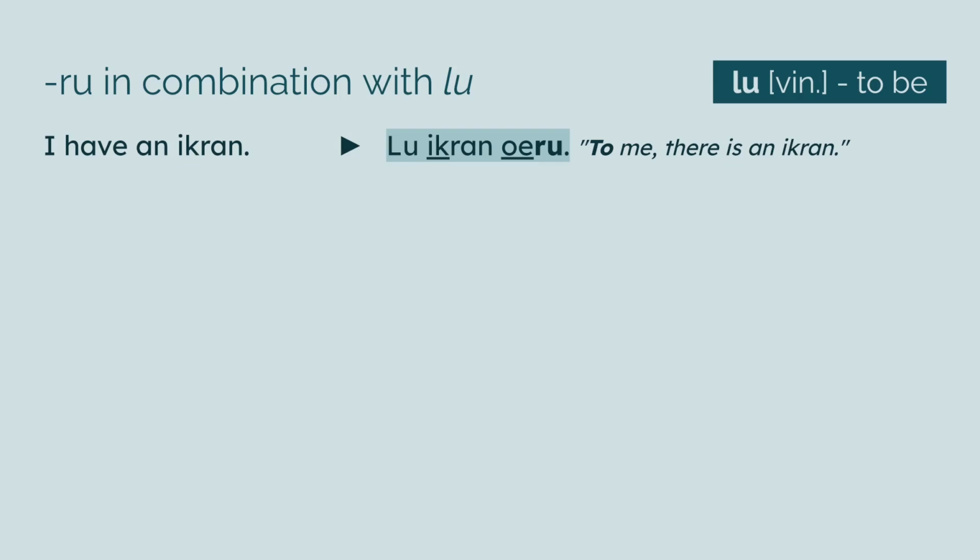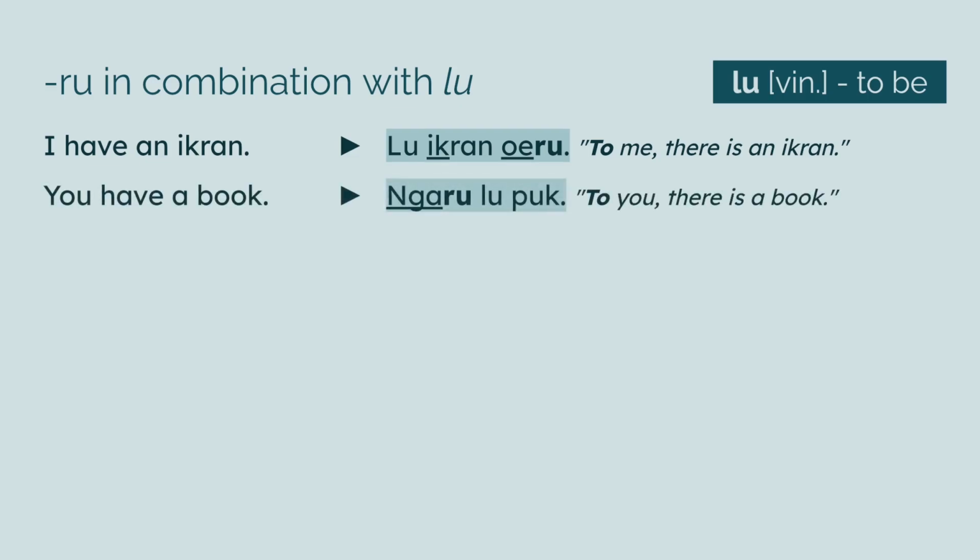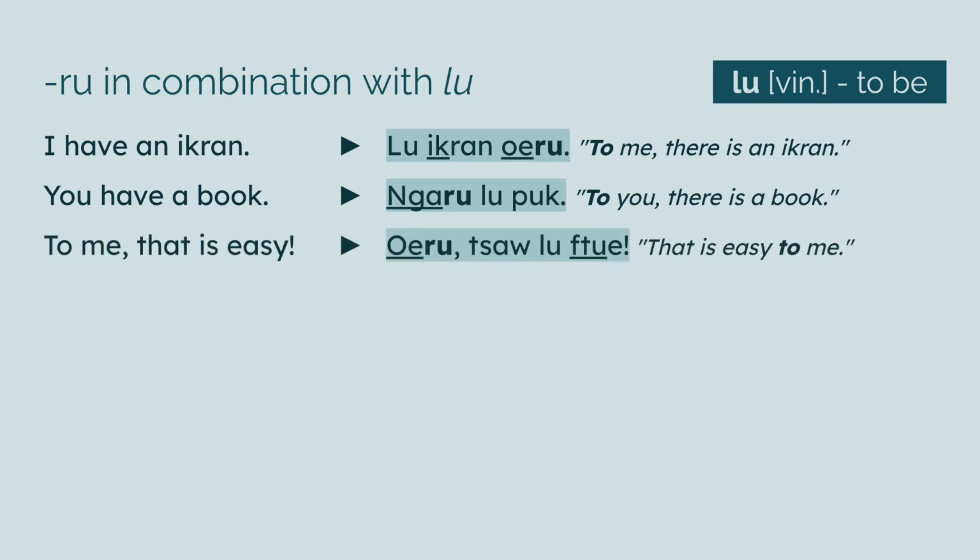And that is indeed the way to say that you have something in Na'vi. Because in Na'vi, there simply is no verb to have. You instead use this construction. Lu ikran, there is an ikran. Weru, to me. Another example of the same construction would be, you have a book. Ngaru lu book. To you, there is a book. So, you have a book. Another example of lu together with ru would be weru, so to me, tsau luftue. That is easy. So that's easy to me. I think that's easy. I find it easy.